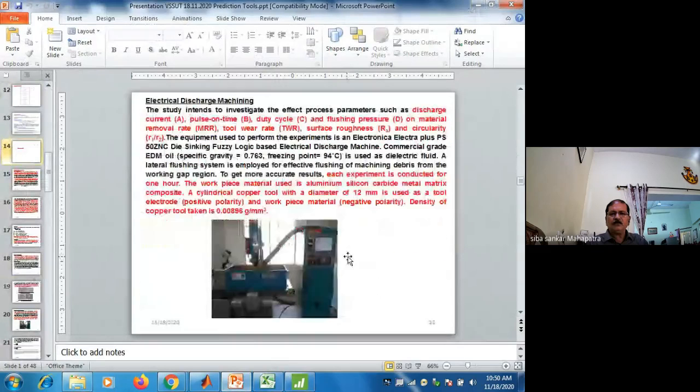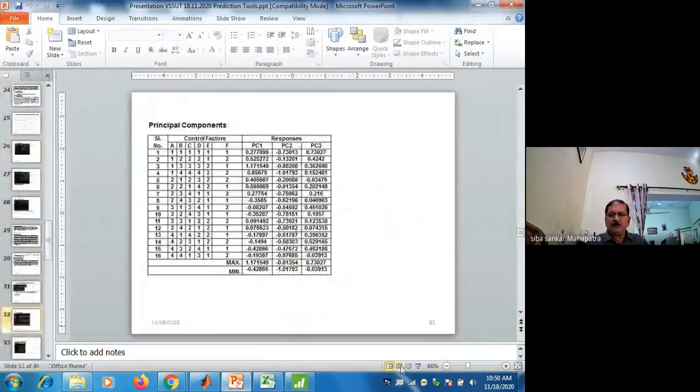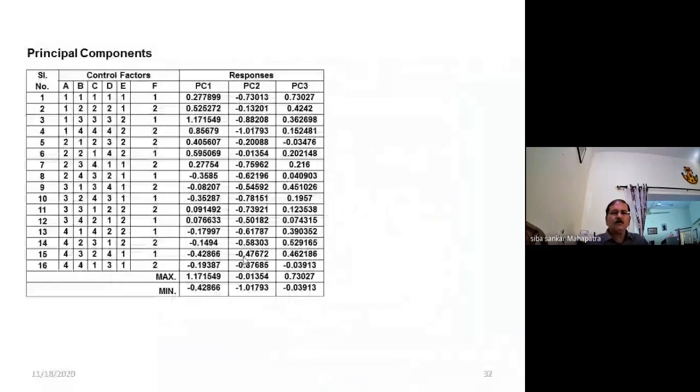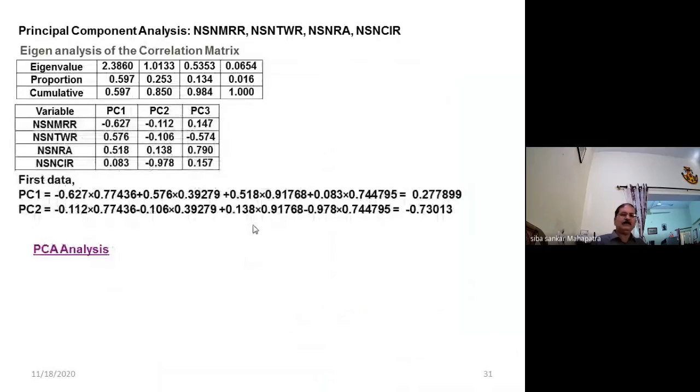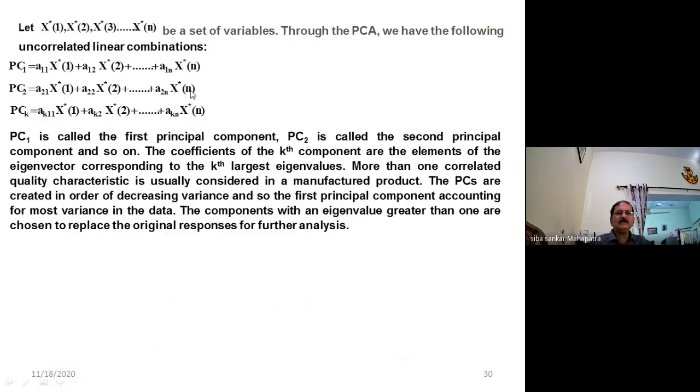Now once you find out these principal components, using the principal component analysis, once you find out these coefficients, then multiply these coefficients with the original data, or use these equations, coefficients multiplied by the data x1, x2, like that. So that will give the principal component 1, similarly principal component 2, principal component 3.